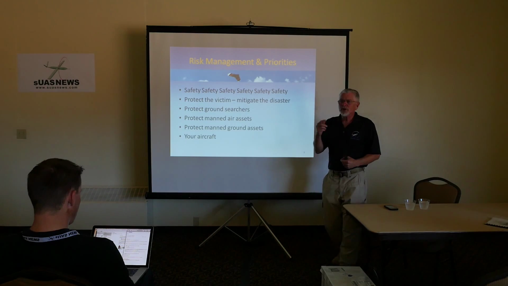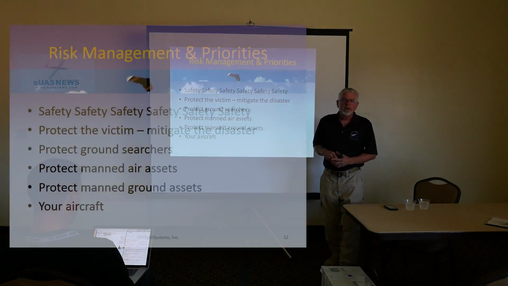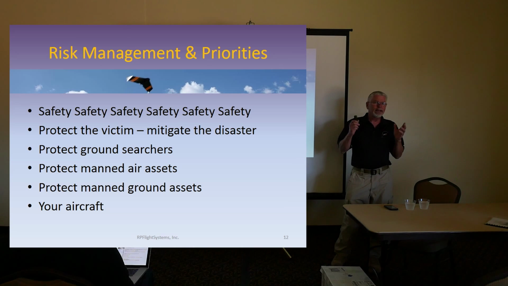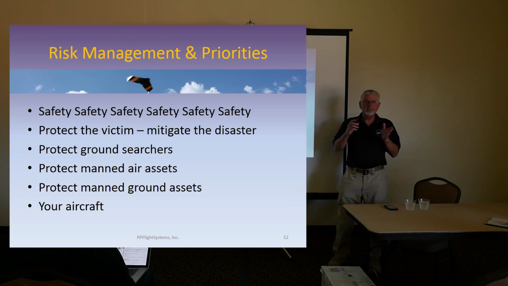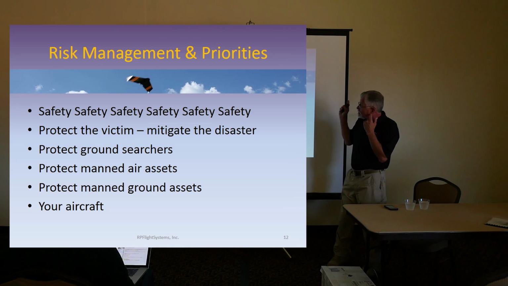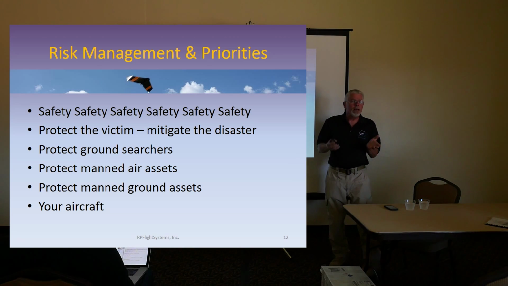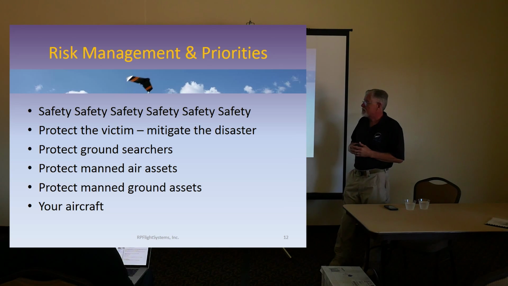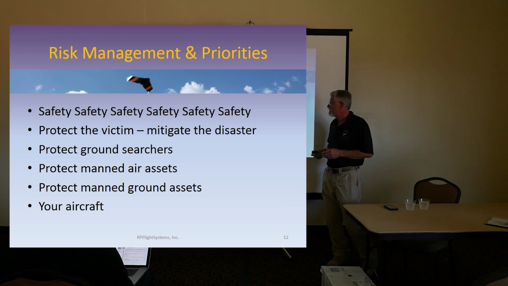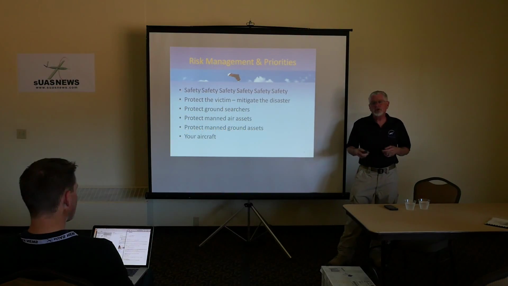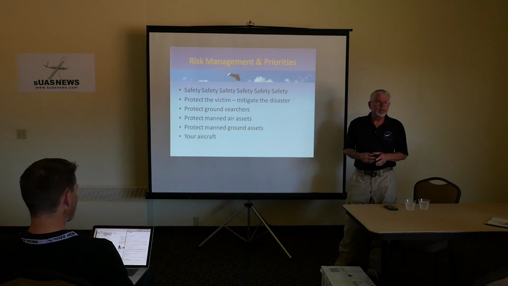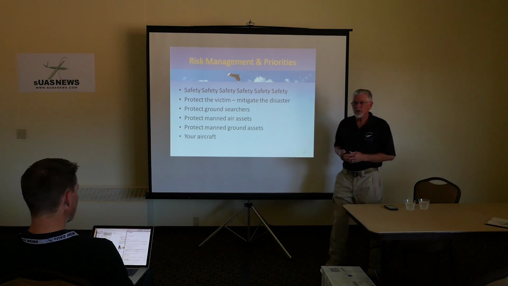Risk management, as far as your team is concerned, is priority 1. You need to make sure that safety is the main mode that you operate in. You need to protect the victim. You want to mitigate the disaster. Protect the ground searchers, watch for manned air assets, and protect ground assets, such as cars, boats, whatever. And lastly, you protect your aircraft. What does that mean? Your aircraft is expendable. If you got to ditch it, I don't care how many thousands of dollars you got in it, you ditch it. If it's going to hurt somebody else, do no harm first and foremost.